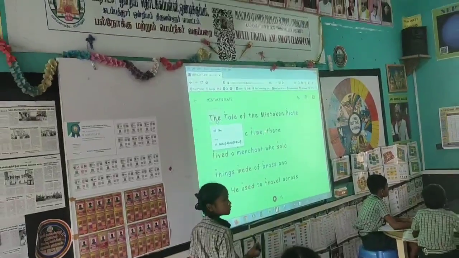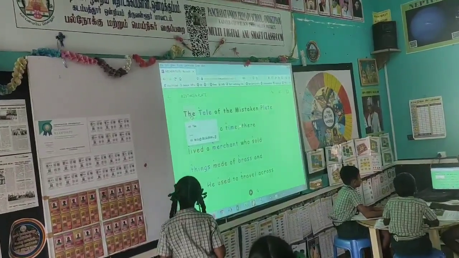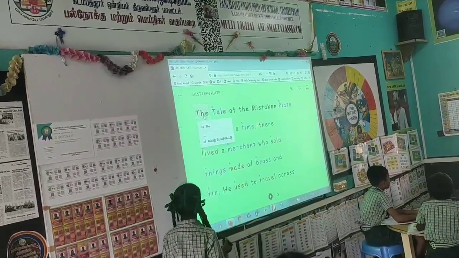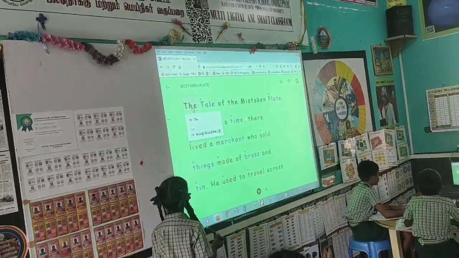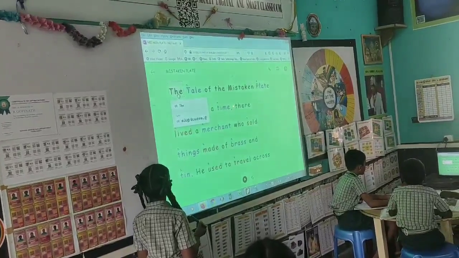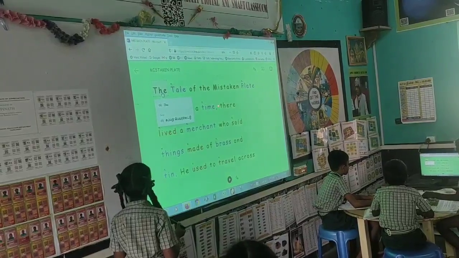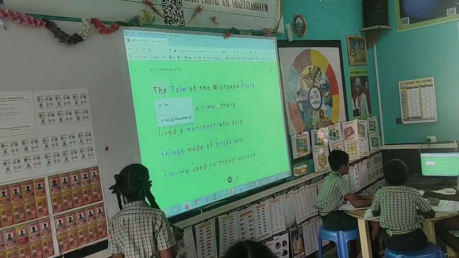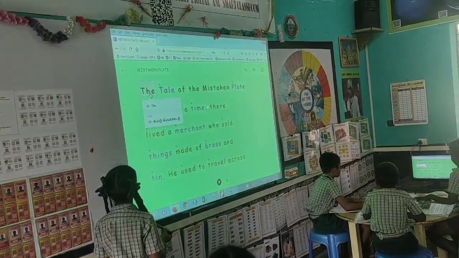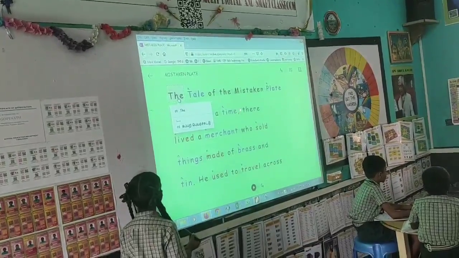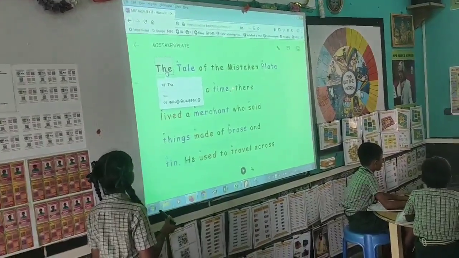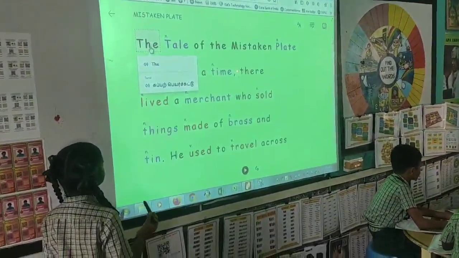Good morning to all. In our classroom, we are using Microsoft tools to improve the students' English learning, to identify the nouns, to learn about the verbs and use the picture dictionary. Let's see how to use this application in our classroom effectively.